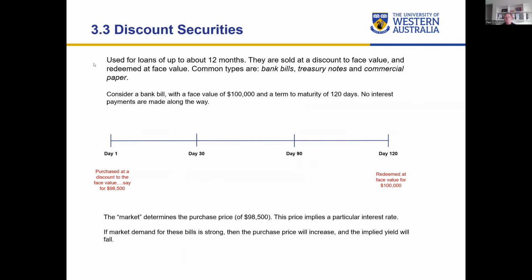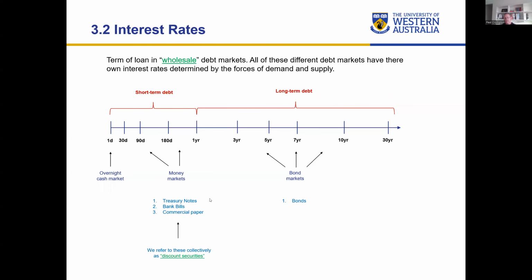What we have to do next is look at discount securities and what they actually look like and how they work. And discount securities are these things: treasury notes, bank bills, commercial paper. So what I'm going to do in the next video is explain to you exactly what a treasury note looks like and how it is sold into the marketplace, and how it plays its role as a facilitator of borrowing and lending of loanable funds in all of these different markets.